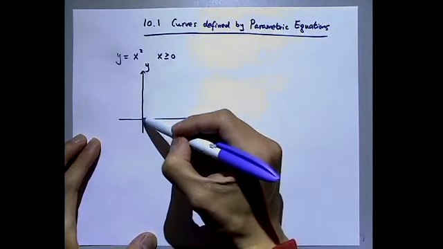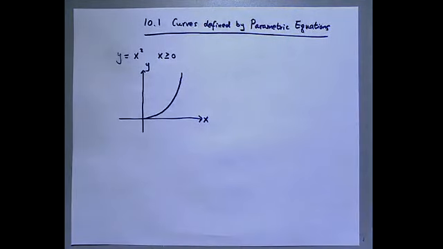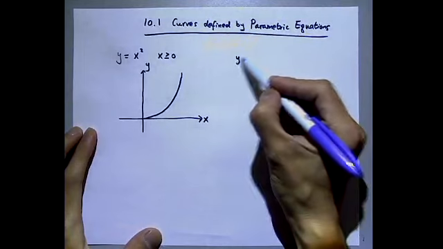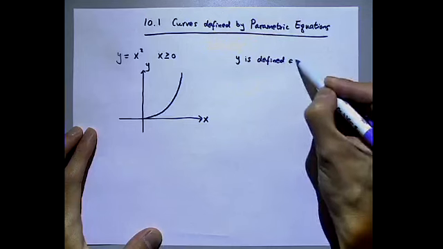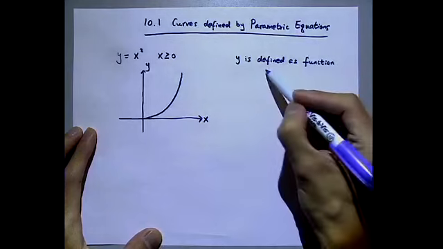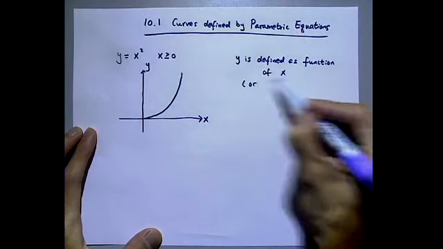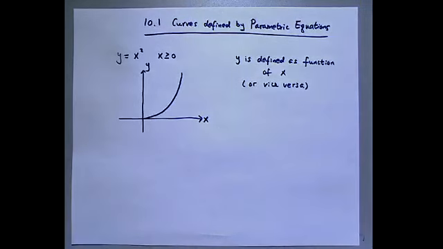And we know what this looks like. It's the right half of a parabola opening upward. Okay, so that's a very simple thing here. Simple equation, simple shape. And in this kind of equation, we have y defined as a function of x. Or we could have x defined as a function of y, right? In any case, we have x and y related directly.